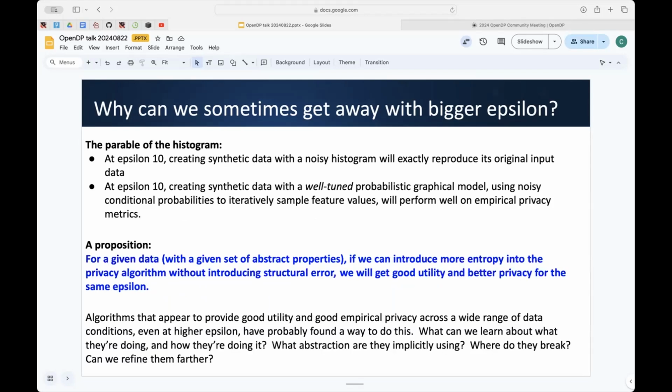Okay, so algorithms, these things exist in the wild, probably, right? Algorithms that appear to provide good utility and good empirical privacy across a wide range of data conditions, even at a higher epsilon, have probably found a way to do it, even if they're not explicitly thinking about structural error, even if they are not thinking about their data abstraction, even if they haven't found data breaking points, even if they're not thinking about likely attacks. They have, probably through trial and error or whichever intuition, reached a point where they are performing well, right? They're solving these problems. They have lots of entropy without introducing structural error. So it's an interesting question. What abstraction are they implicitly using? Where did they break? Can we find them further?